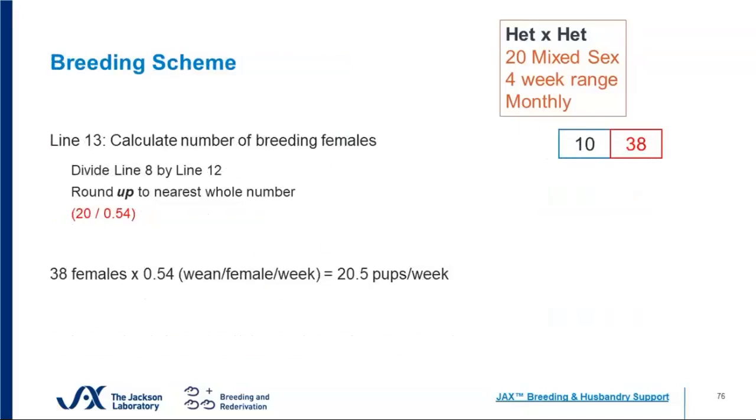In terms of the number of breeding females, we divide that 20 by our wean per female per week, round up to the nearest whole number, and we get 38 total females. And again, we can walk through that and make sure that that makes sense. That's going to give us 20 plus pups every week, which is what we need.